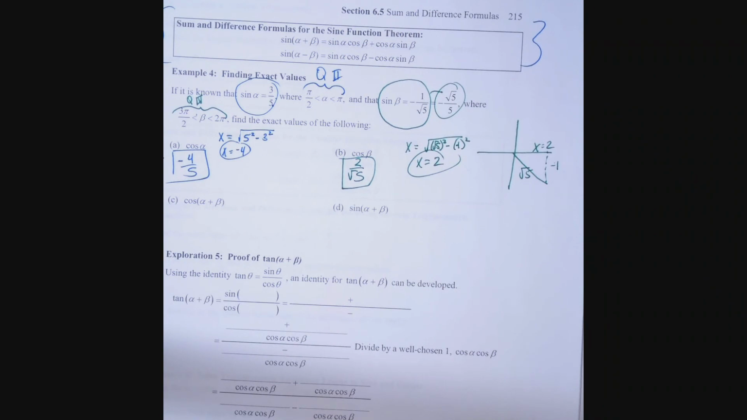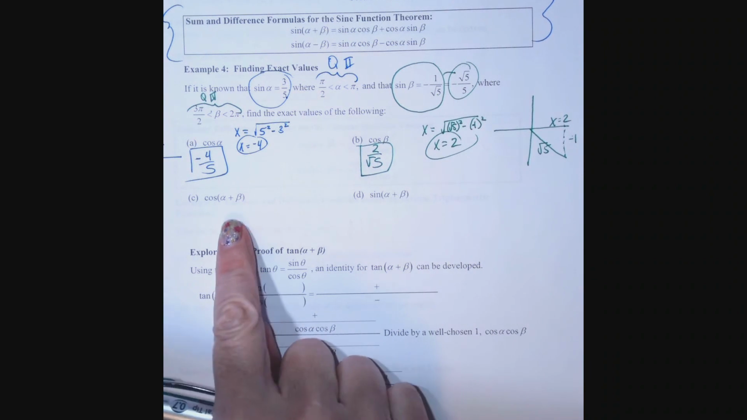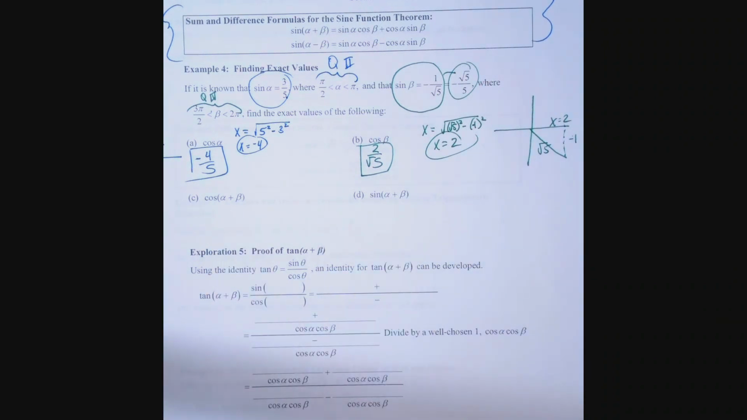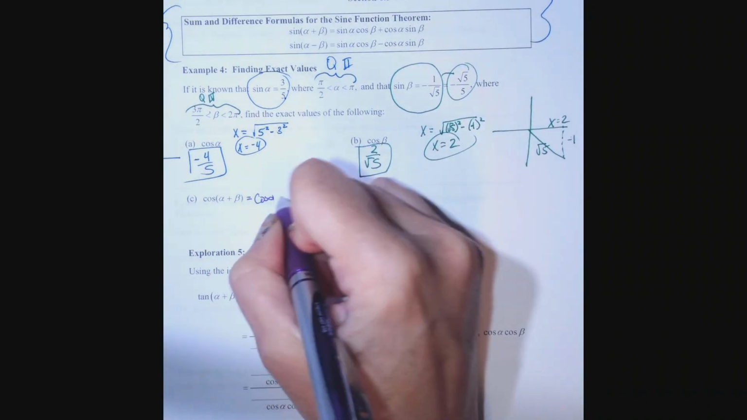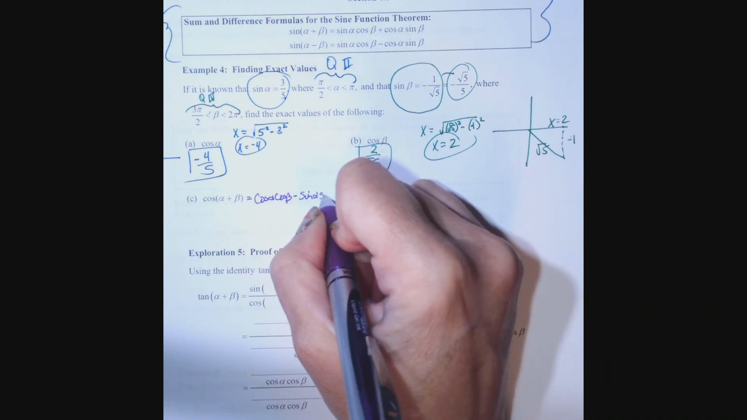Alrighty, let's work this out now. We're going to do cosine sum and sine sum identities. Cosine sum identity, our pattern is cosine alpha cosine beta minus sine alpha sine beta.